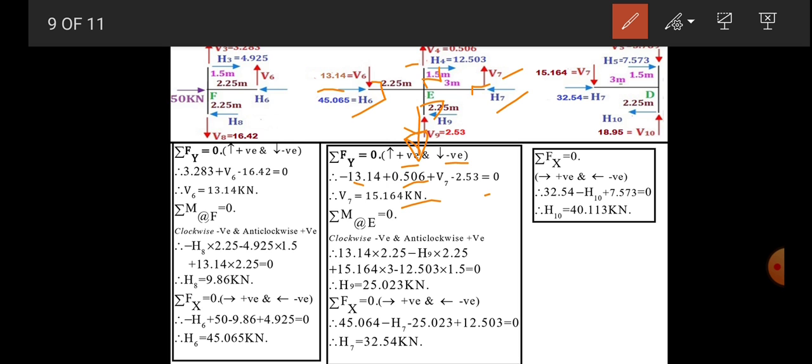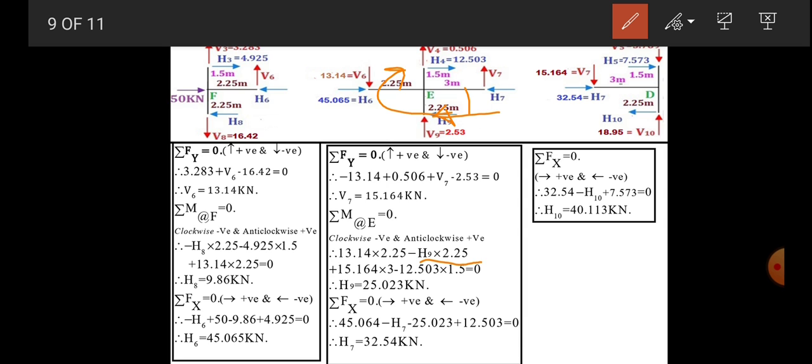So there are four forces. So take one by one. 13.14, lever arm is 2.25, and it will rotate about E in anti-clockwise sense, so positive. Then V9, perpendicular distance, this one 2.25, it will rotate in a clockwise, so minus V9 into 2.25.